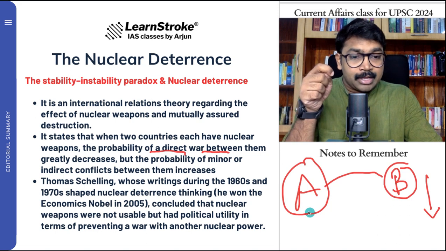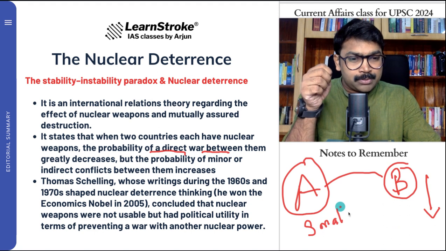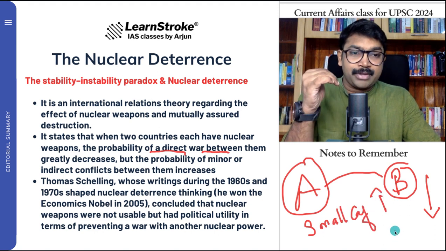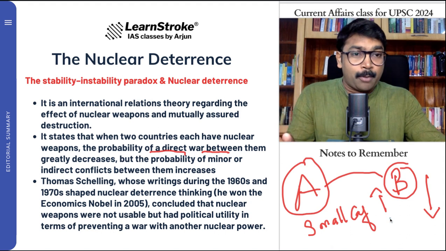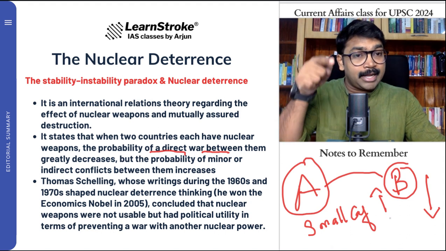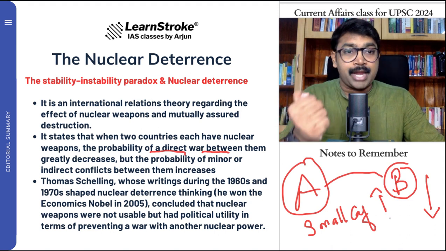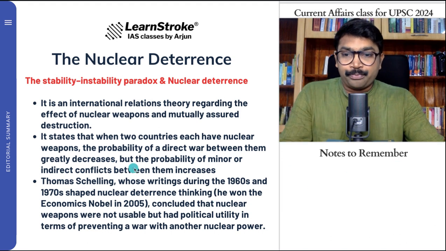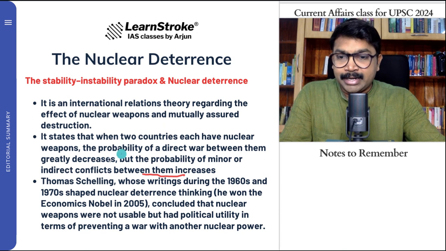But when A and B are nuclear powers, small conflicts increase. Every now and then every country has a problem, so those increase, but the probability of direct war comes down. That is something we have to check here. So minor indirect conflicts between them increase, but the probability of direct war decreases.